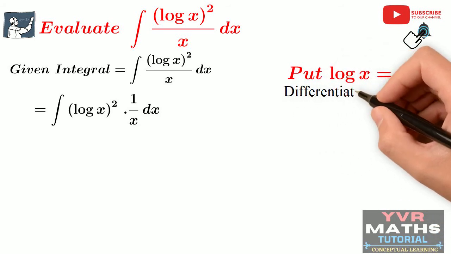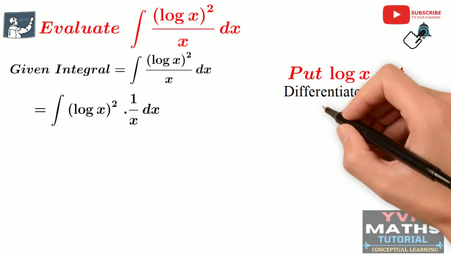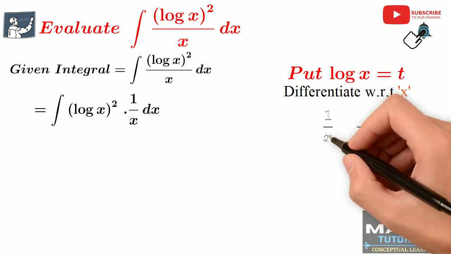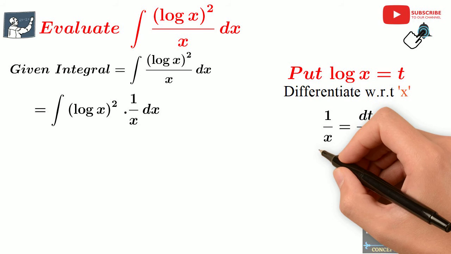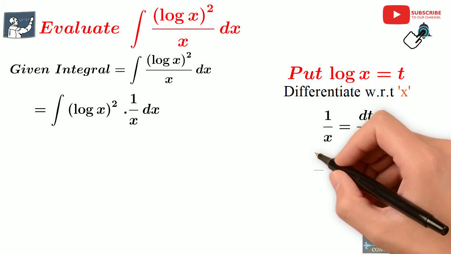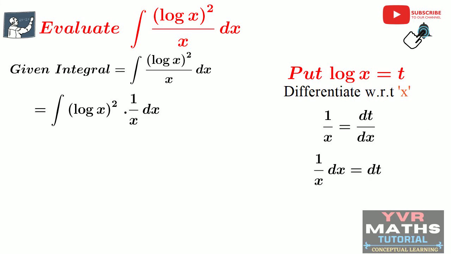Differentiate this with respect to x. The derivative of log x is 1 by x and the derivative of t is dt by dx. So the next step is 1 by x is equal to dt by dx. If we cross multiply this, then the new step is 1 by x into dx is equal to dt. Now we can substitute this equation and this equation in this integral. Then what will we get as the new step?